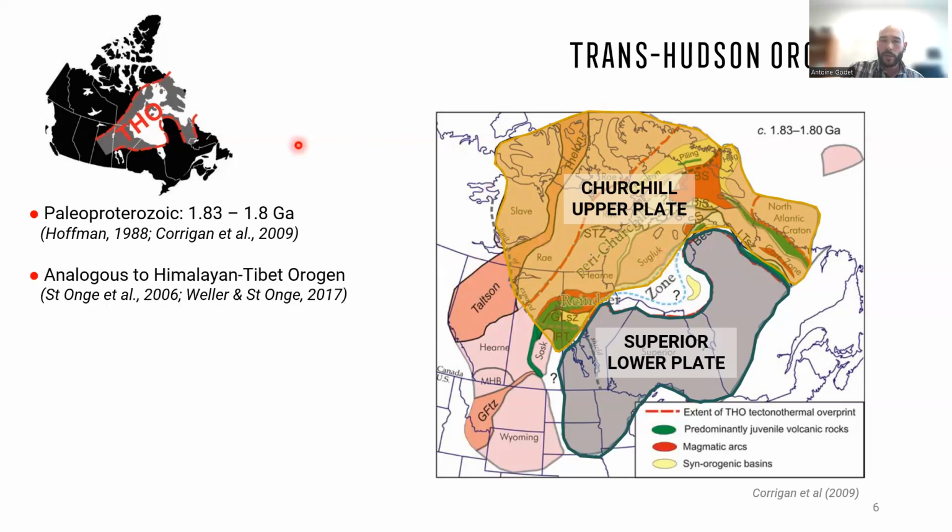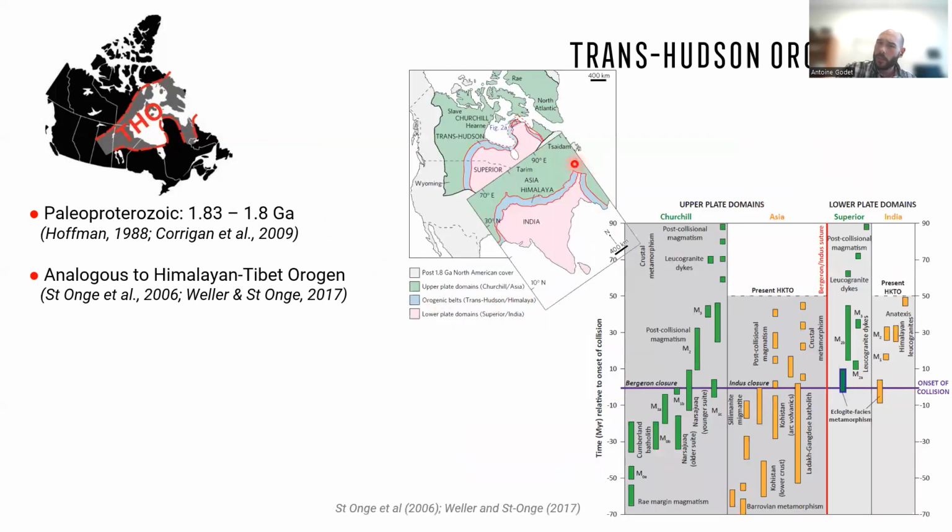The Trans-Hudson orogen has been proposed by Marc Saintonge and others to be the equivalent or an analog to the Himalayan-Tibet orogen. This argument is based on the shape, on the magnitude. So if we put the two different orogens at the same scale, it's basically what we obtain. And it was based on the relative timing of the different metamorphic episodes in the two upper plates in regards to the timing of the onset of collision.